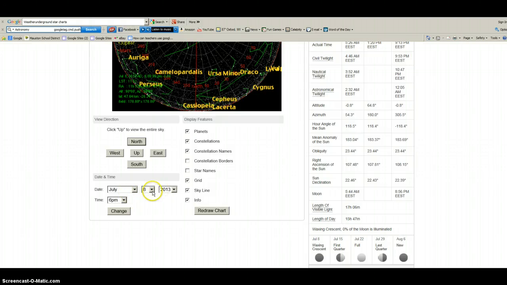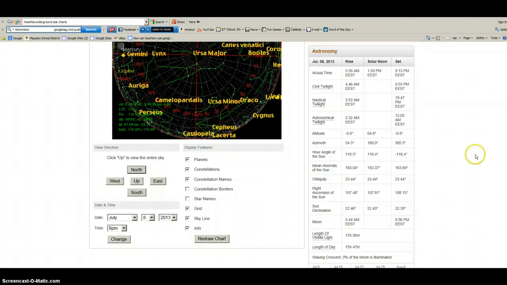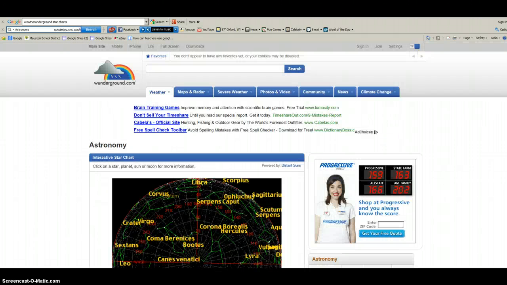July 8th. Gee, that's today. Time 6 p.m. Well, of course, I can't see this at 6 p.m. because there's light out. It's not dark. So if I want to see, let's say I want to go tonight at 10 p.m. Okay. And then I hit change. Do the same thing on my Android.